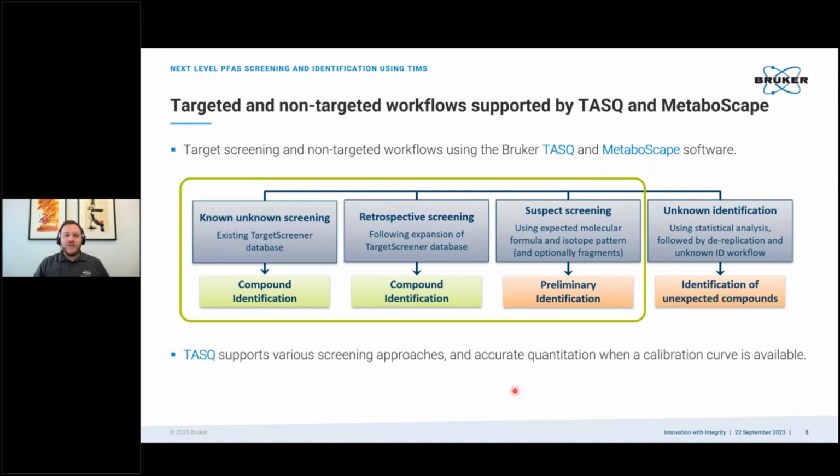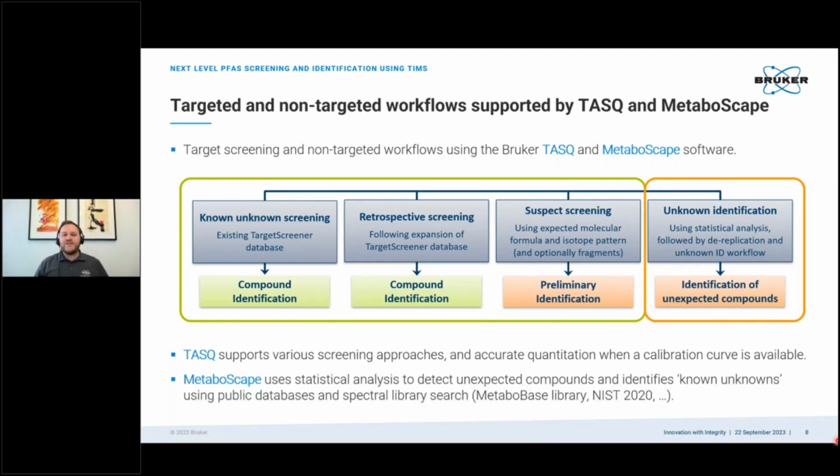Specifically with TASQ, we can do known unknown screenings, retrospective screenings, and suspect screening for a more targeted workflow or a workflow that needs accurate quantitation. For our unknown identification and some suspect screening as well, we can do that in our MetaboScape software. So both of these softwares do have some overlap, and we have great software solutions for both a quantitative analysis as well as this non-targeted analysis.